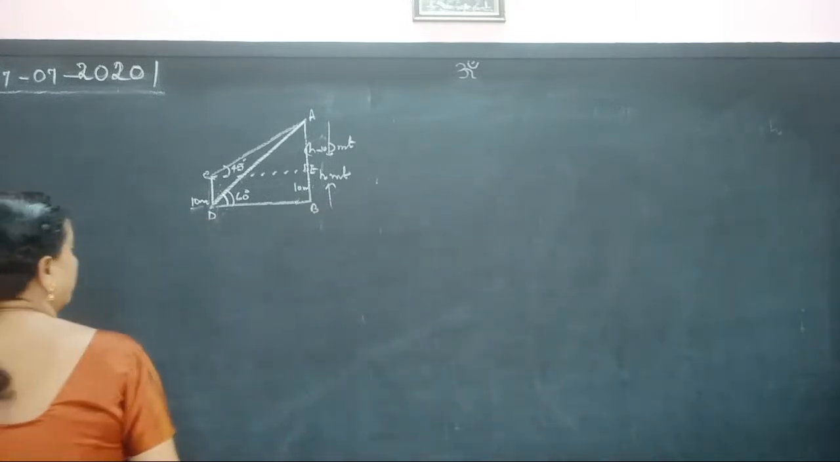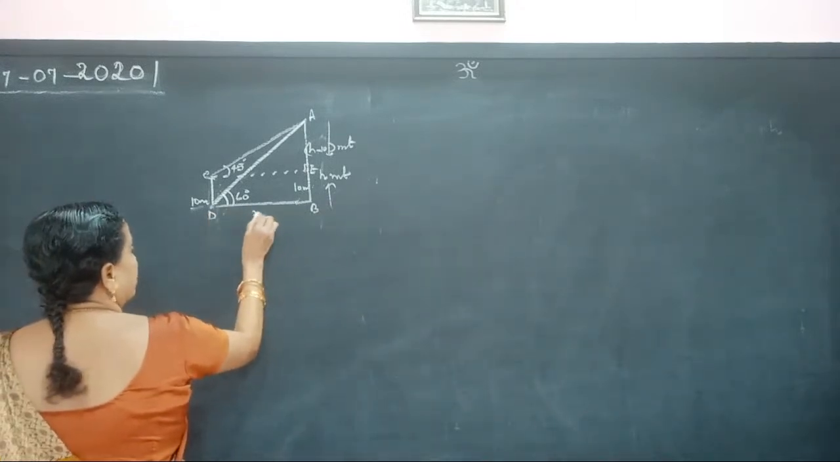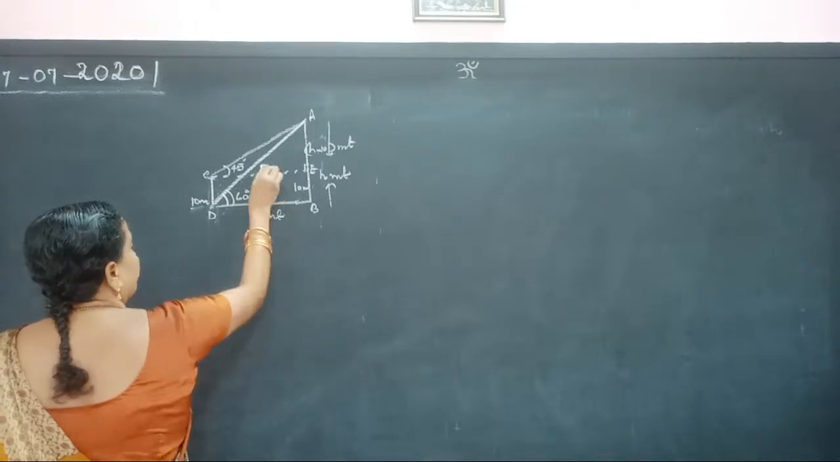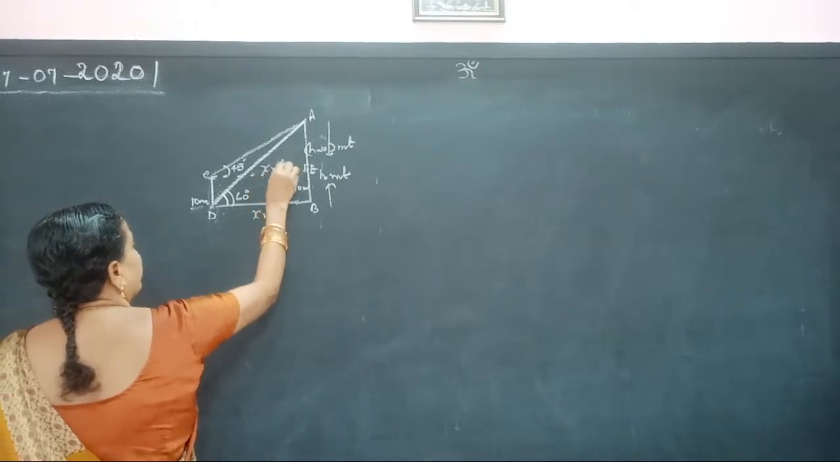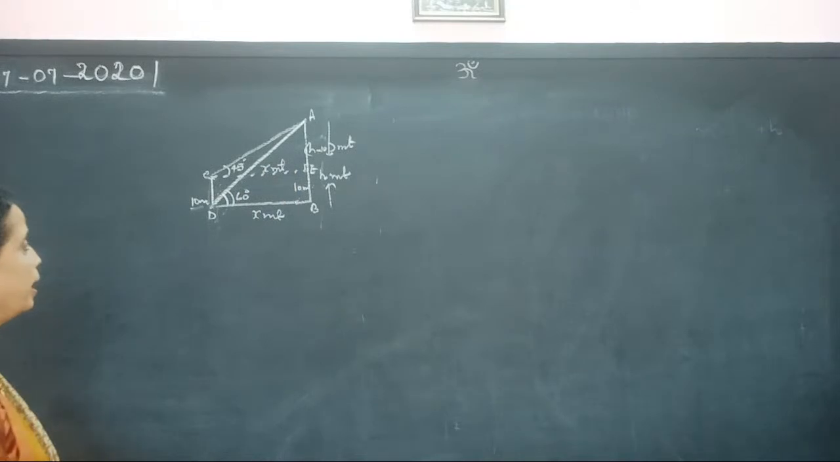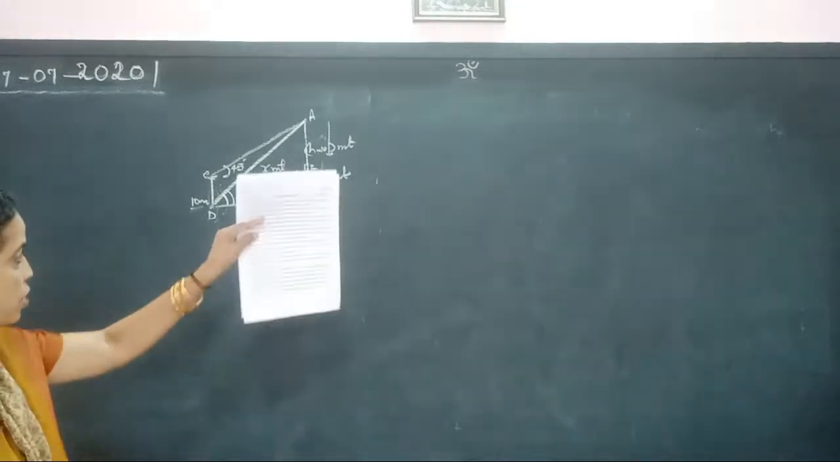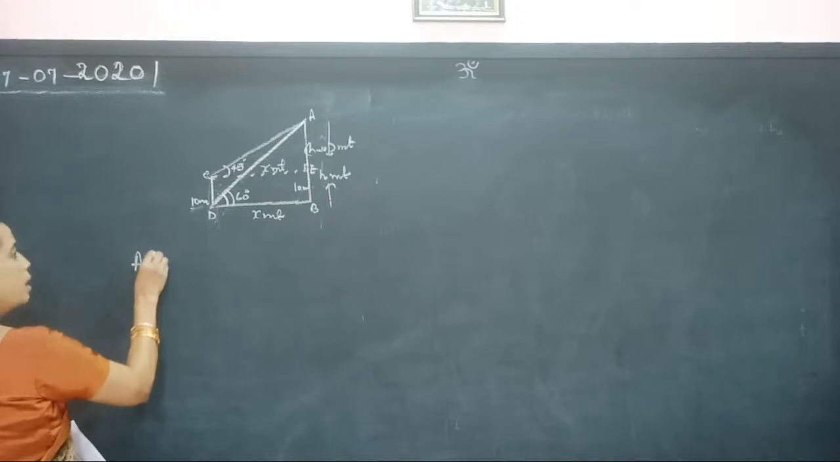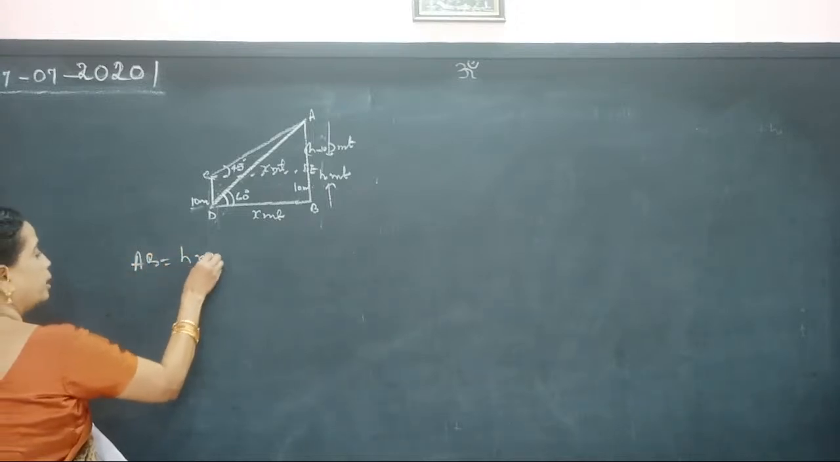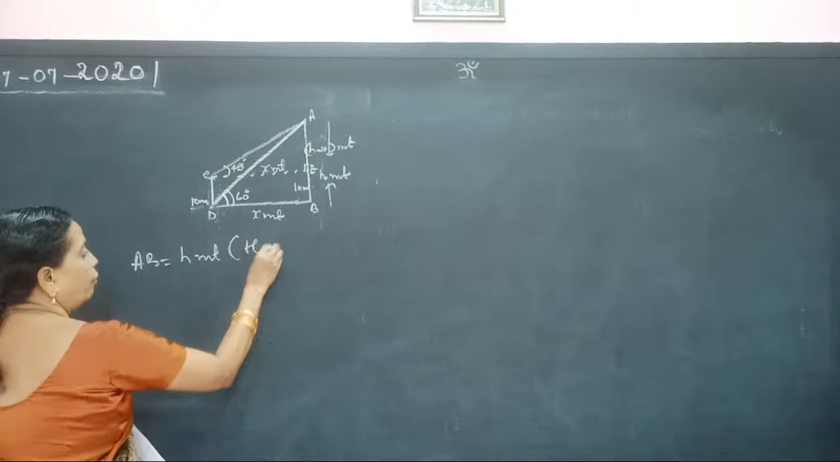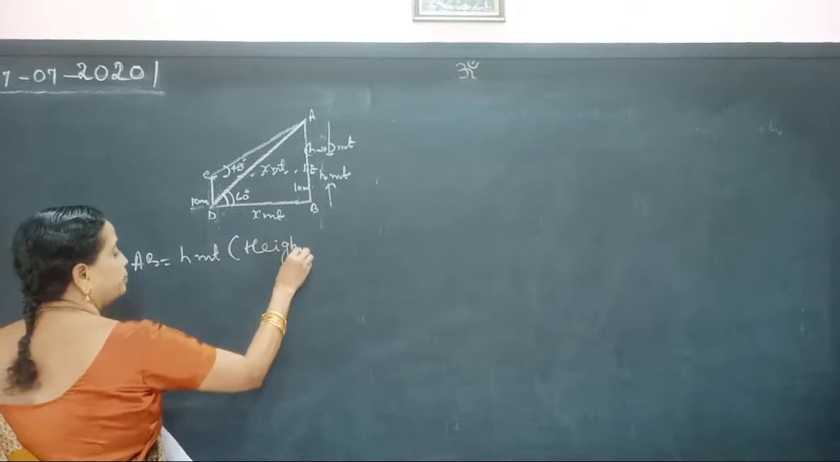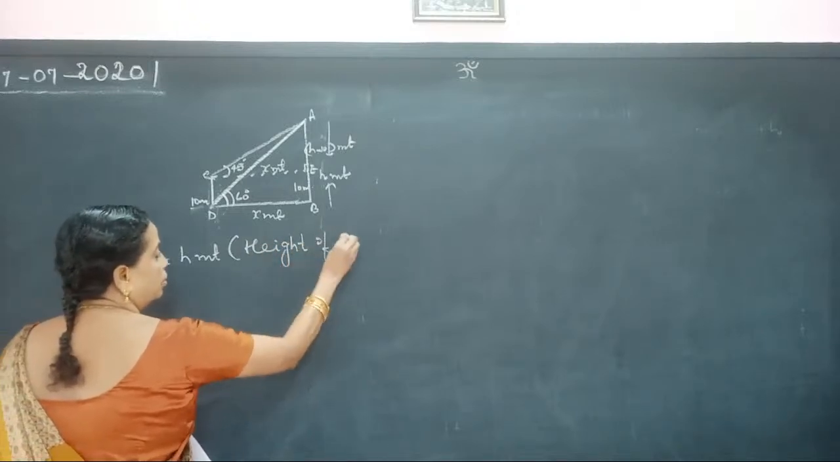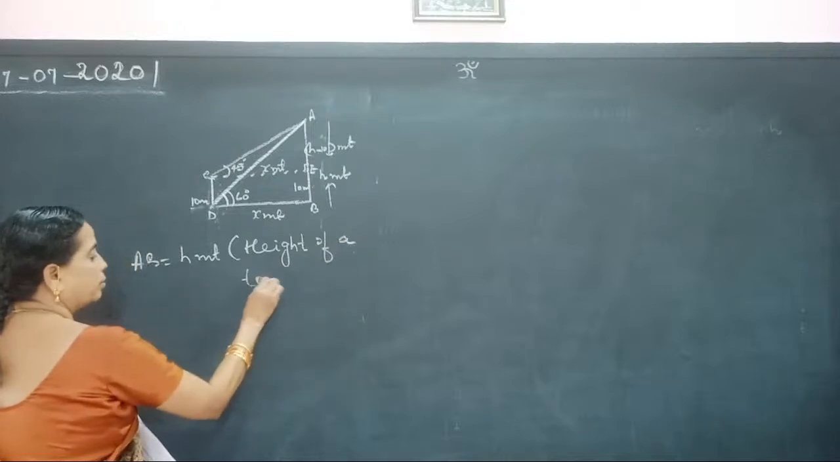So let us consider the horizontal distance as x meter. This is equal to x meter here itself, because CDBE will become a rectangle. So before considering the right triangle part, let us give the description here. AB equals h meter, height of a tower.